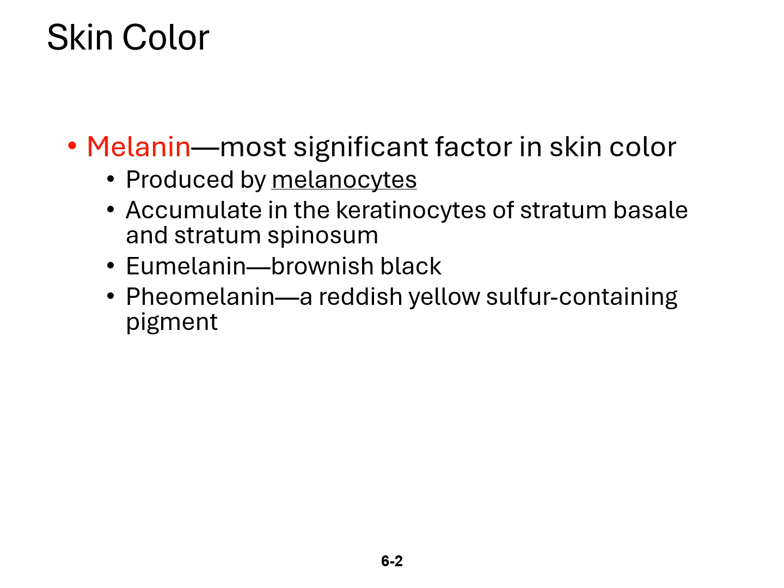So let's get started. First, melanin. We've already heard it's produced by melanocytes. It's that dark pigment. It's going to accumulate. It's going to produce a darker color to start to shield the DNA in the growing stem cells. It has 2 major pigments, eumelanin, which is brownish and black, and pheomelanin, which is reddish yellow sulfur-containing pigment. We'll revisit those when we start looking at hair color and stuff like that. But melanin is one of the most significant factors for skin color.